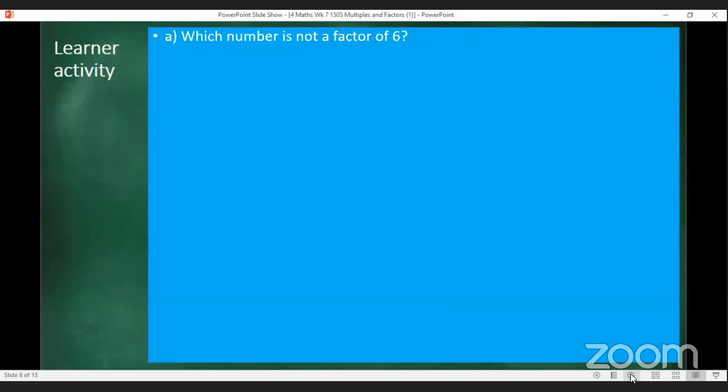Which one is not a factor of 6? Which number is not a factor of 6? The numbers we have are 1, 2, 4. Which number is not a factor of 6 there?